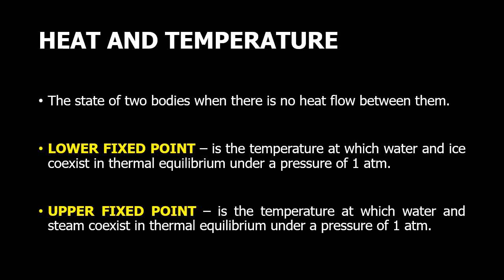So in relation with this thermal equilibrium, the lower fixed point is the temperature at which water and ice coexist in thermal equilibrium under a pressure of 1 atmosphere, while the upper fixed point is the temperature at which water and steam coexist in thermal equilibrium under a pressure of 1 atmosphere. The lower fixed point has a temperature of 0 degrees Celsius or 273.15 kelvins, while the upper fixed point has a temperature of 373.15 kelvins or 100 degrees Celsius.